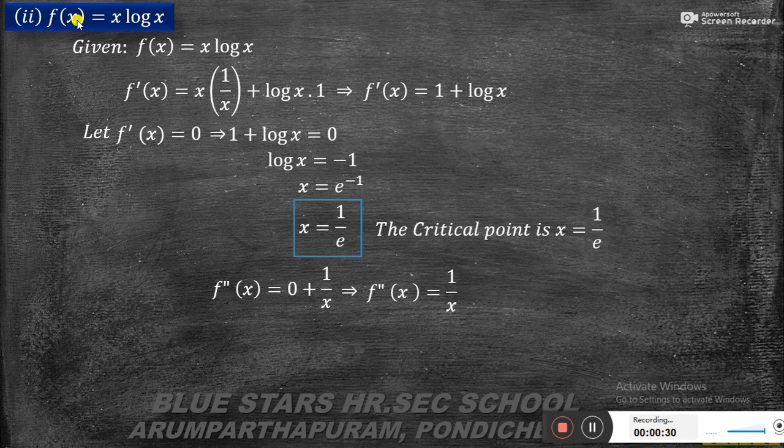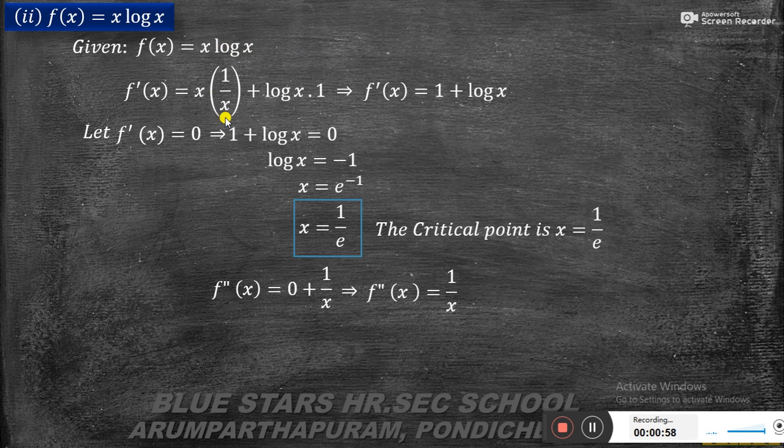The given function is f of x equal to x log x. Next I take the first differentiation, so differentiate with respect to x. So f dash of x equal to, there are two functions, x and log x. So I apply the uv method: u into dv plus v into du. The first function x, as it is, into the derivative of log x.